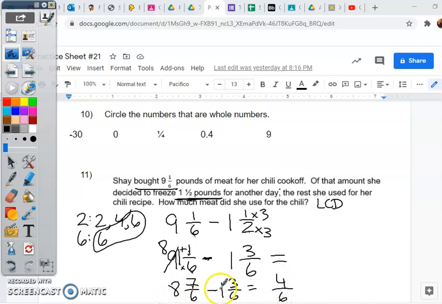denominator, 8 minus 1. And then, guys, when you see this, y'all should recognize that you need to simplify this. These are both even. This is something that I expect everybody to be able to do, is take half when they both divide by 2. So 4 divided by 2 is 2, 6 divided by 2 is 3, whole number, 7. So she has 7 2/3 pounds that she's using for her chili cook-off.